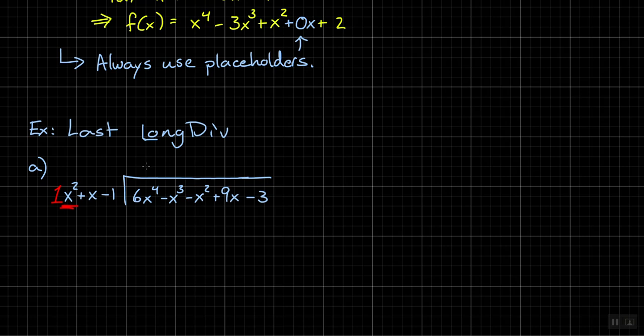X squared. I'm not going to write it here. I'm going to write it above x squared. So I knew there was a 6 and there's an x squared. Okay, now we distribute. 1x squared times 6x squared is 6x to the 4th. 6x squared times 1x is 6x cubed, and it's a positive. And negative 1 times 6x squared is minus 6x squared.